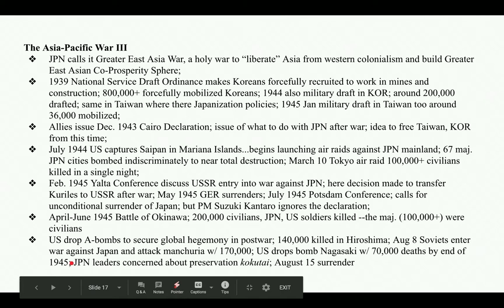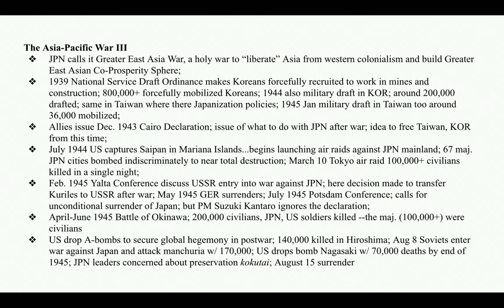The Japanese leaders had been concerned about the preservation of the Kokutai, but after receiving assurances that probably the Kokutai would be preserved, the emperor issued his statement announcing the end of the war on August 15th.